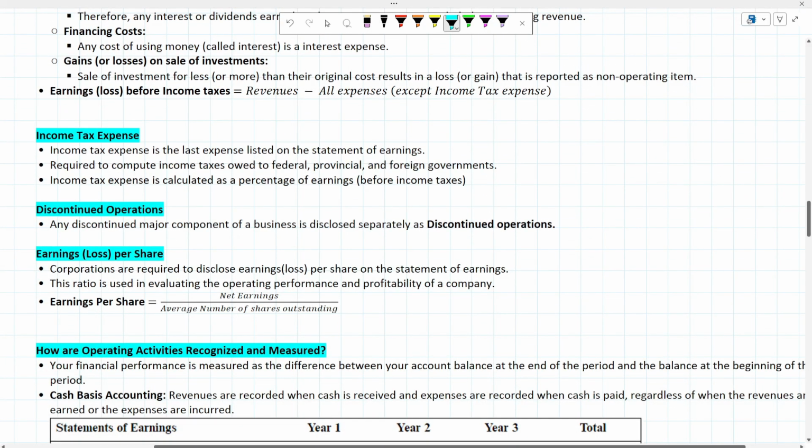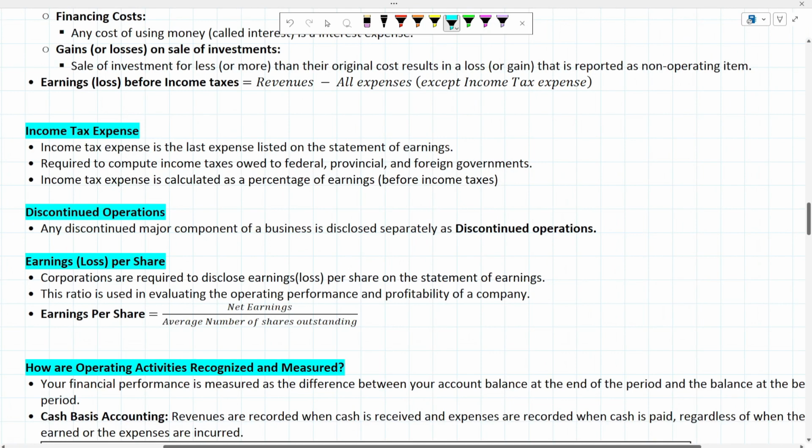So income tax expense is the last expense listed on the statement of earnings. So let me highlight that. Last expense listed on the statement of earnings. Required to compute income taxes owed to federal, provincial, and foreign governments. Income tax expense is calculated as a percentage of earnings before income taxes. So discontinued operation. Any discontinued major component of a business is disclosed separately as a discontinued operation.